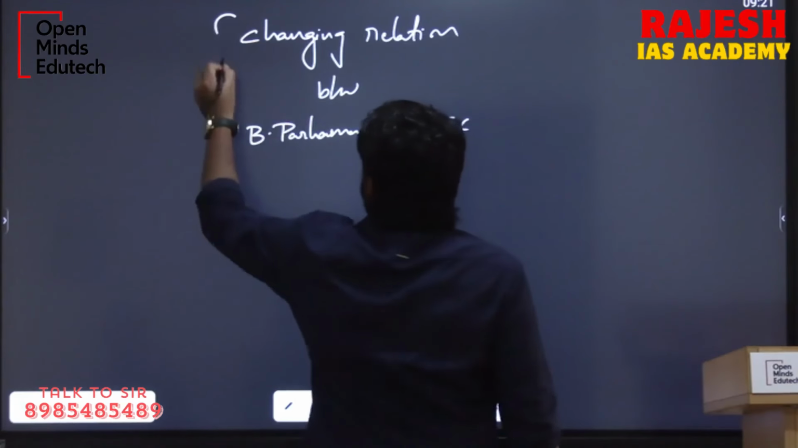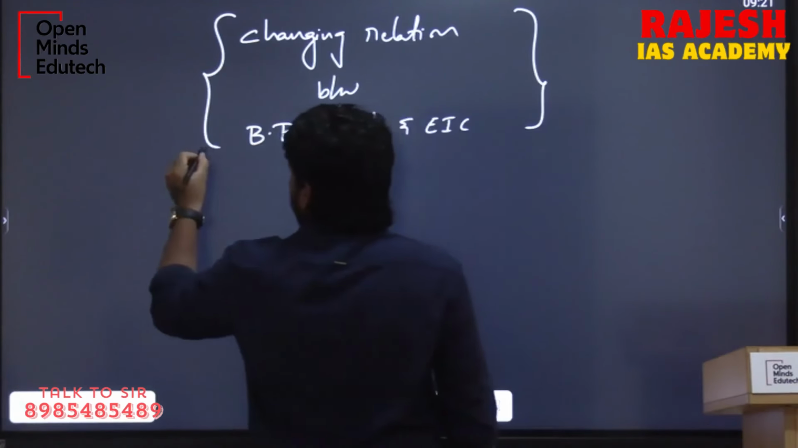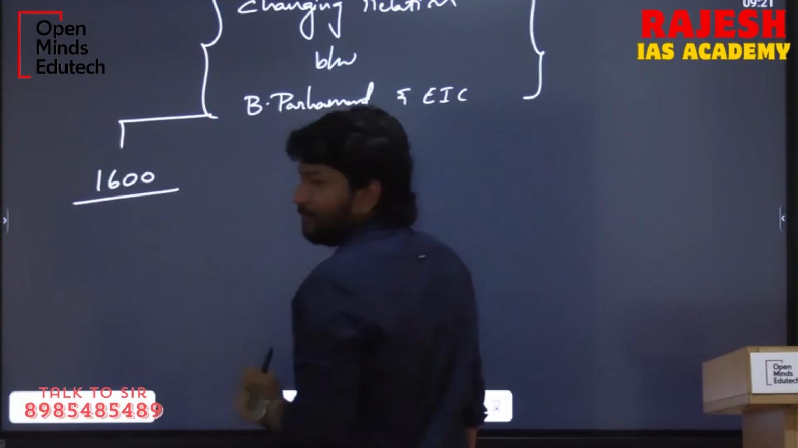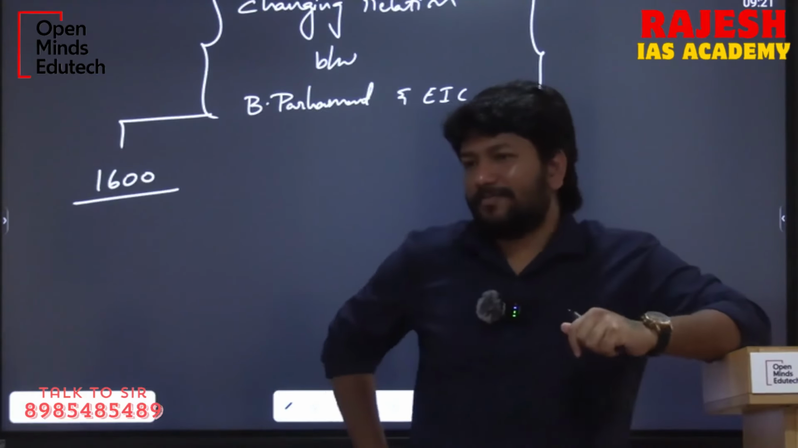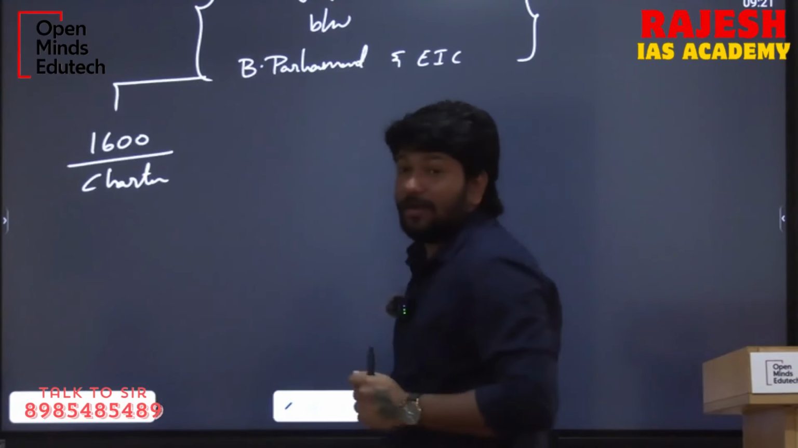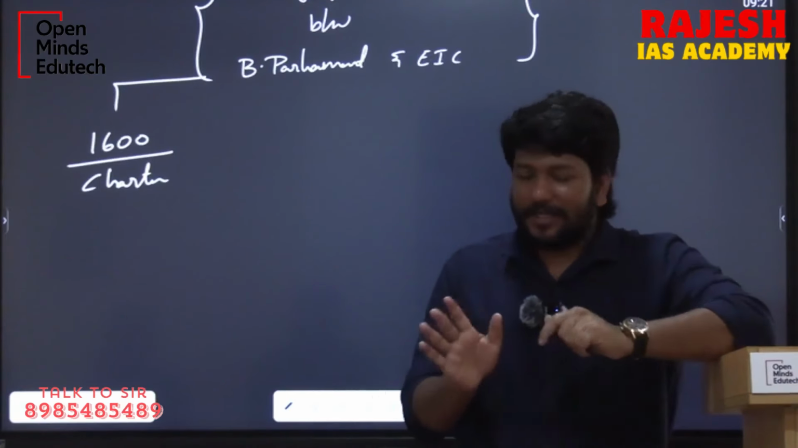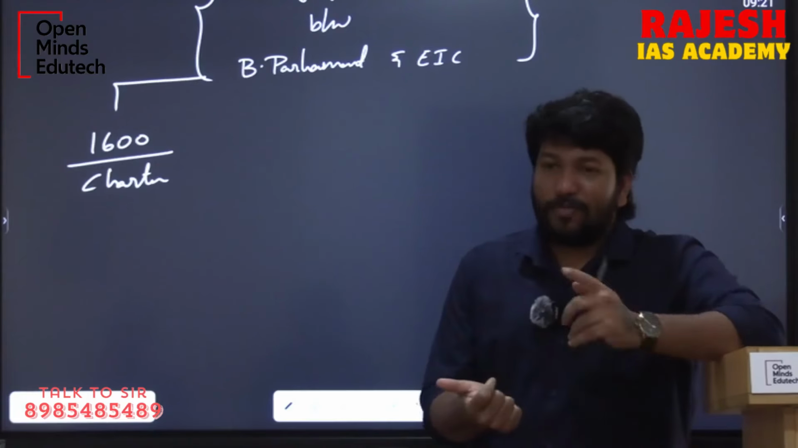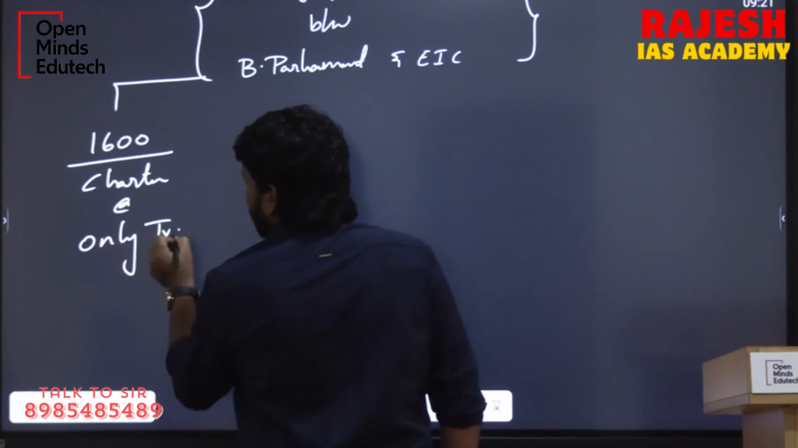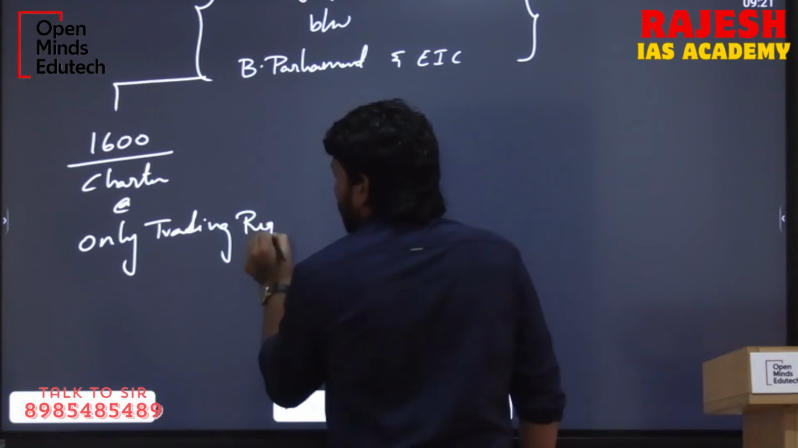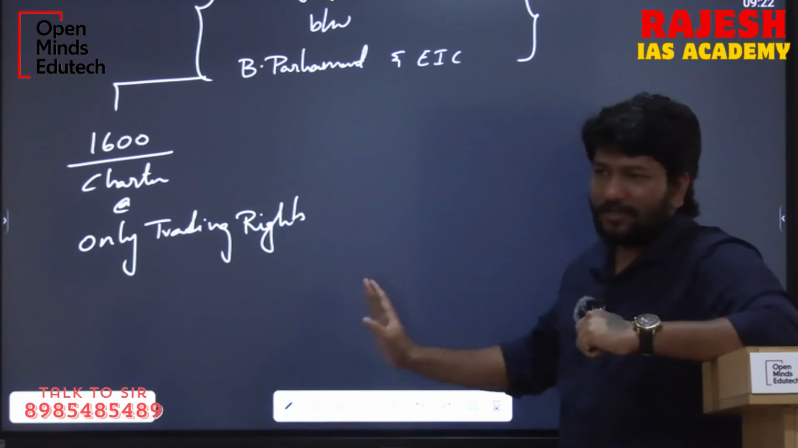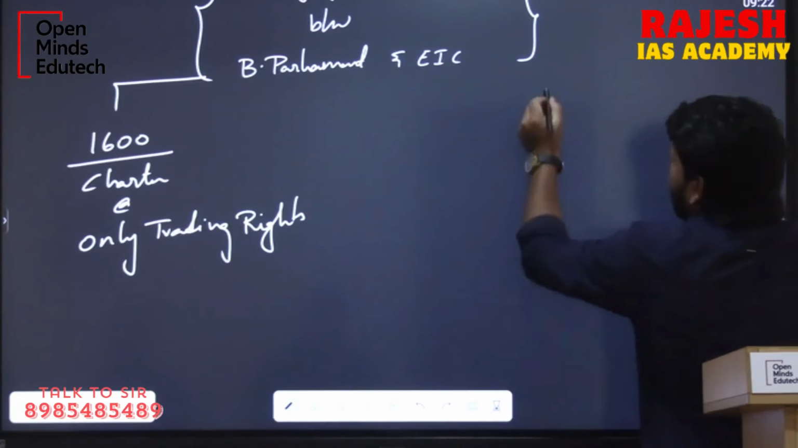Now tell me, in 1600, Queen Elizabeth I, what permission did she give to the company? The charter. What is the charter? Only a trading license. Did it say that you conquer India? Did it say that you do battles? In 1600, the charter is only talking about trading rights. The East India Company has to do only trading.